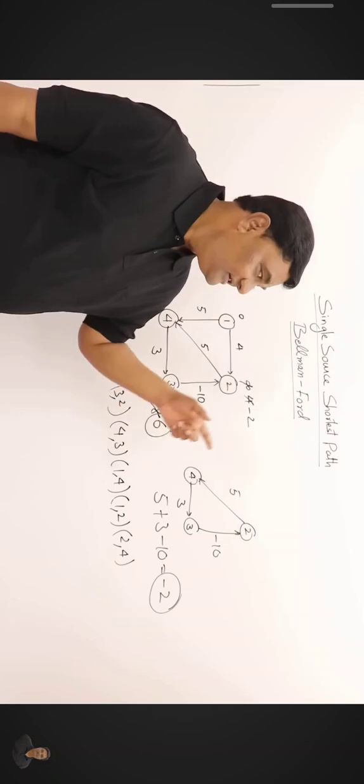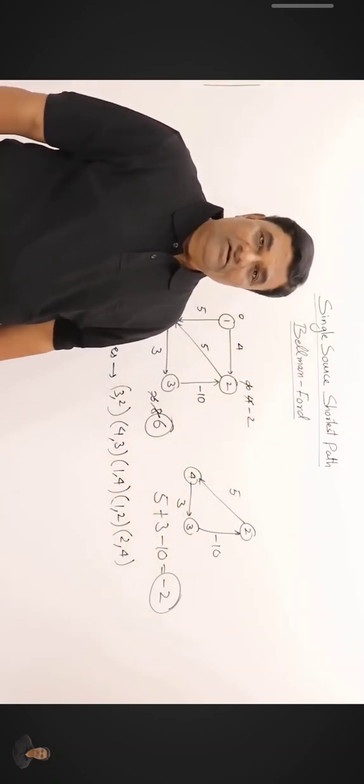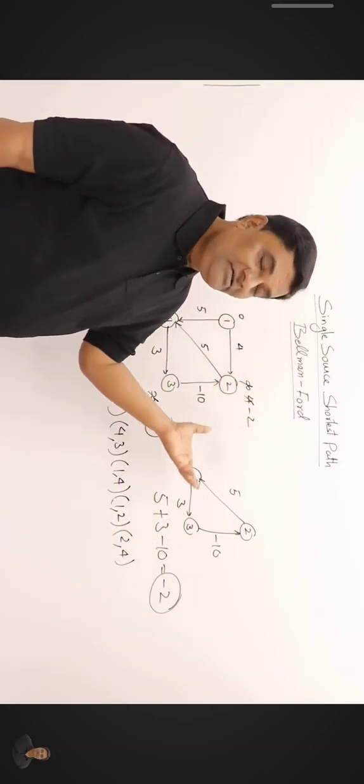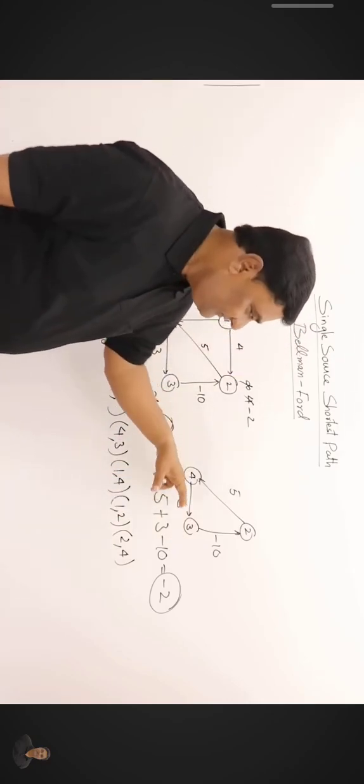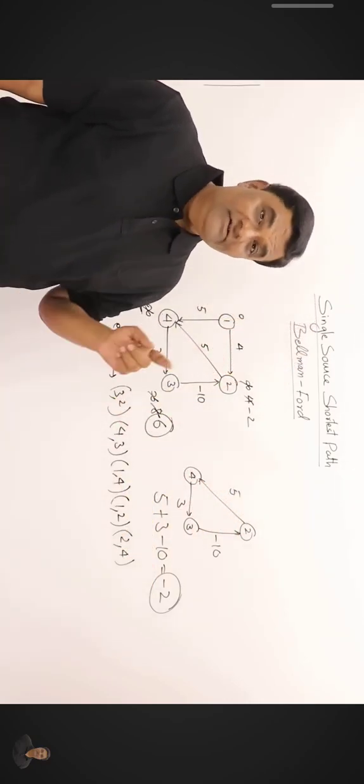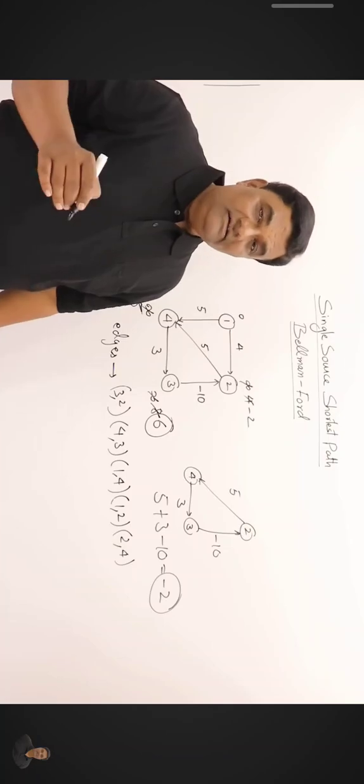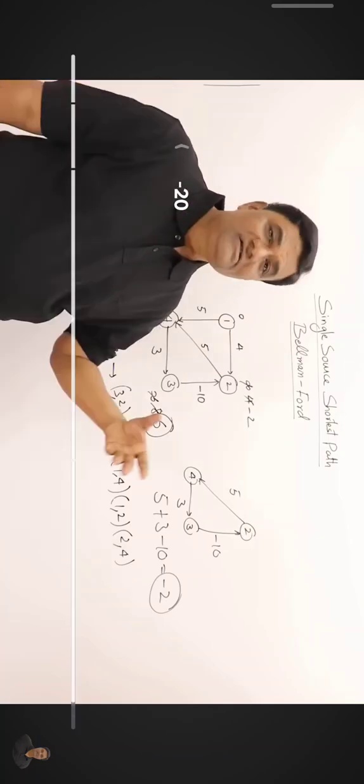So if there is a negative weight cycle, then the graph cannot be solved. Right? So Bellman-Ford fails to solve the graph if there is a negative weight cycle. The total weight of the cycle is negative. If it is positive, it will work. So if the weight is negative, it will not work. That's all. But a Bellman-Ford algorithm can detect.